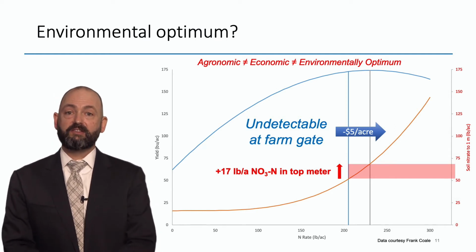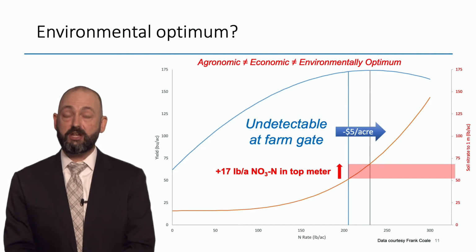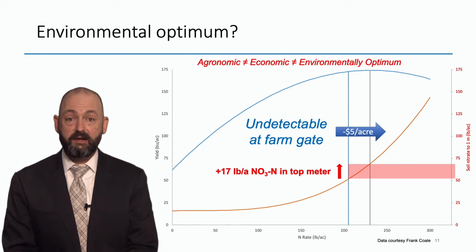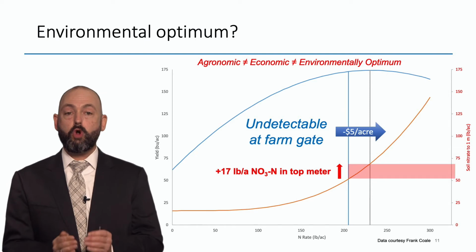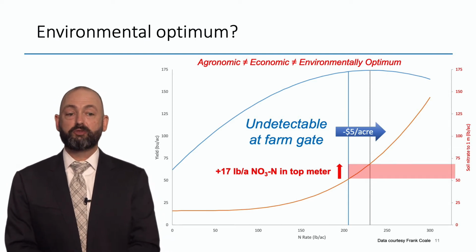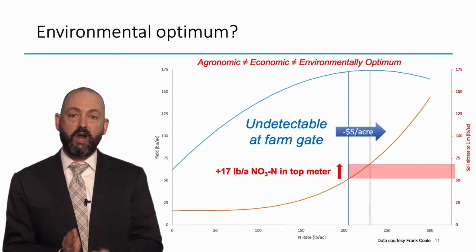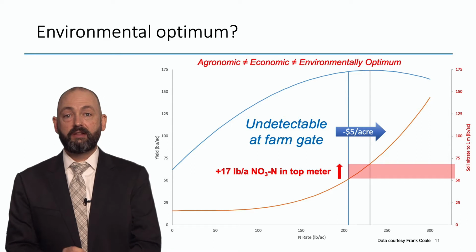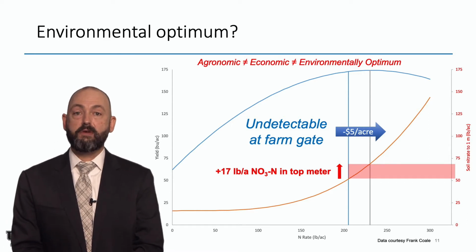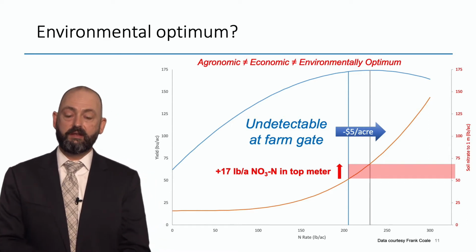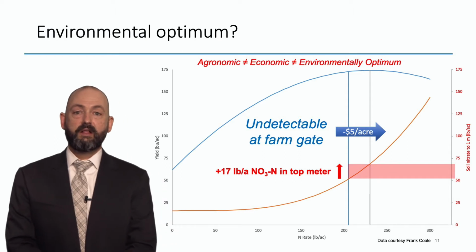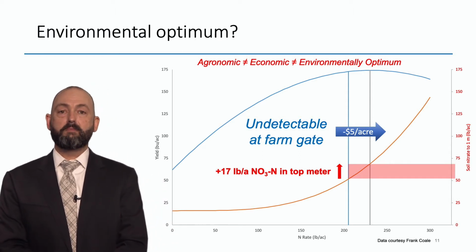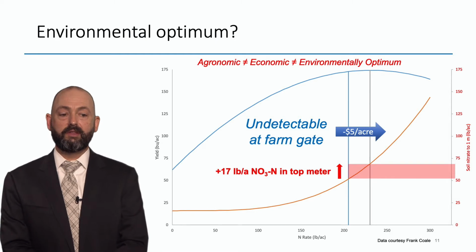But in this case, there was a 17 pound per acre increase in soil nitrate in the top meter. That is significant. So we're right where that growth is exponential in residual nitrate when we're at the economic optimum. And so small changes that we don't detect at the farm gate have a big impact on the environment. So there's a disconnect there: things that don't really impact our bottom line will have a big impact on the environment.